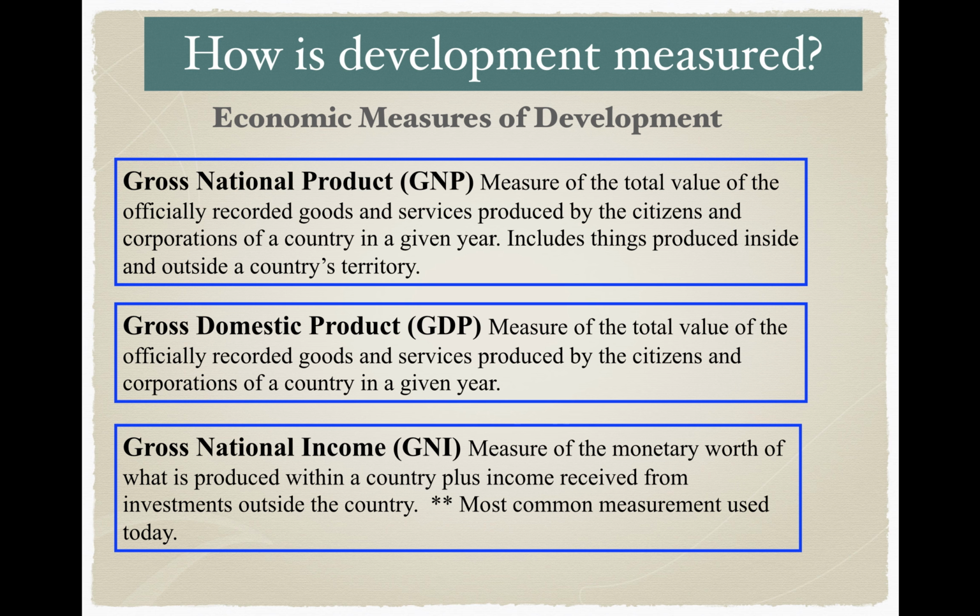Lastly, we have gross national income. This is less commonly used in some of the AP Human Geography material, but still a good one to know, because as it says there, it's one of the most common measurements used today. It's the measure of the monetary worth of what's produced within a country plus income received from investments outside of the country. So this is another, more holistic idea of the money that people make from outside investments, external investments.